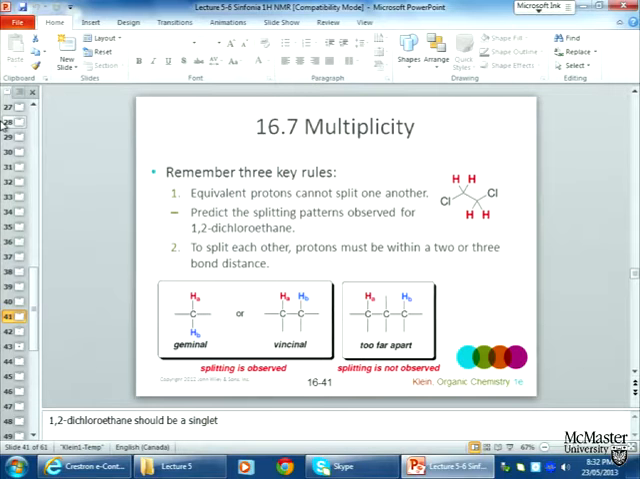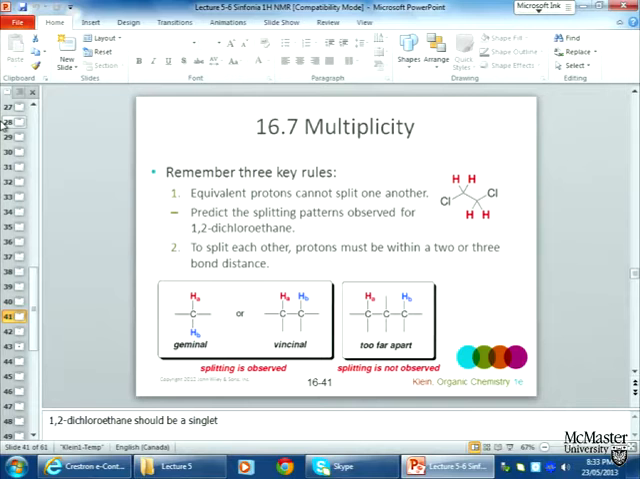Vicinal hydrogens on adjacent carbon. They are 3 bonds apart. We can count the bonds, 1, 2, 3. 3 bond couplings are fine. Those are the ones that we usually observe. They're the ones that tell us how many neighbors we have between 2 carbon atoms that are joined together. Okay? That's the most useful information, the only one that need concern you right now.